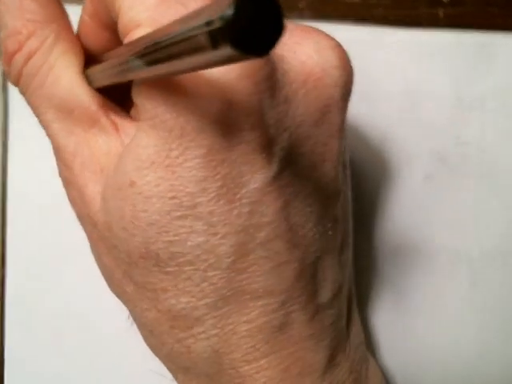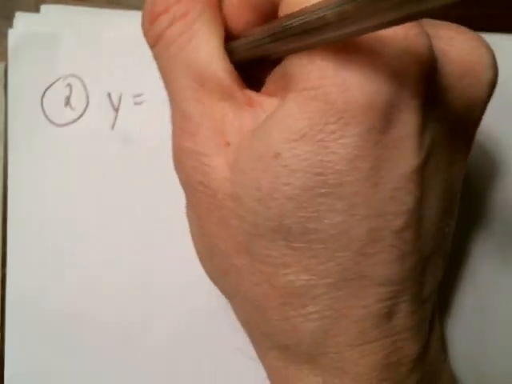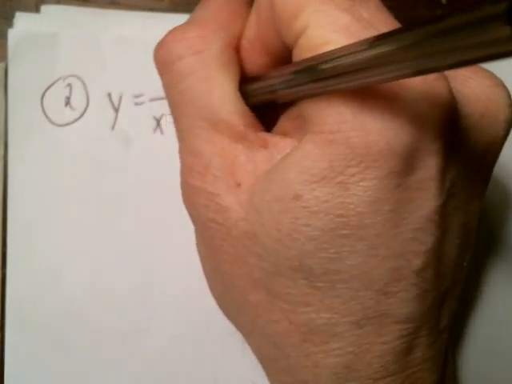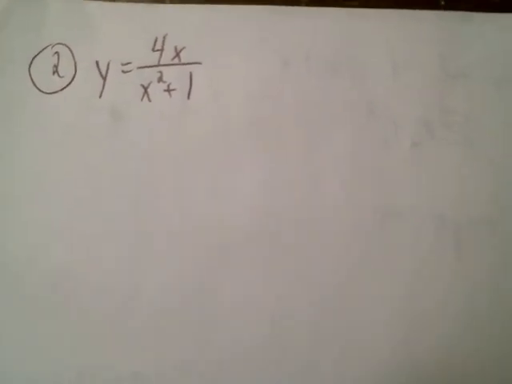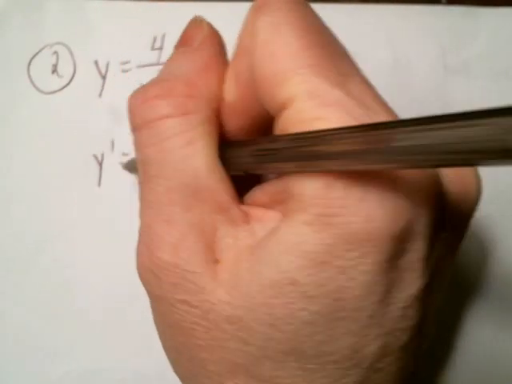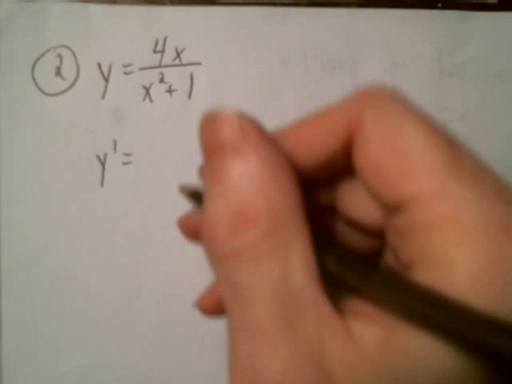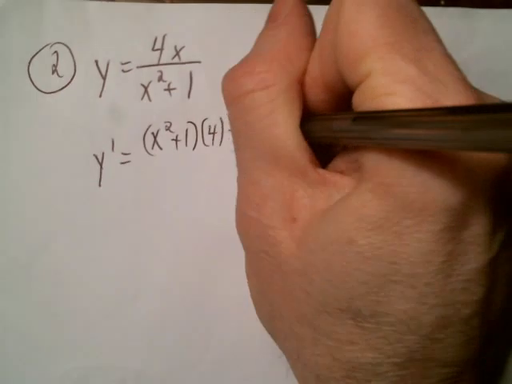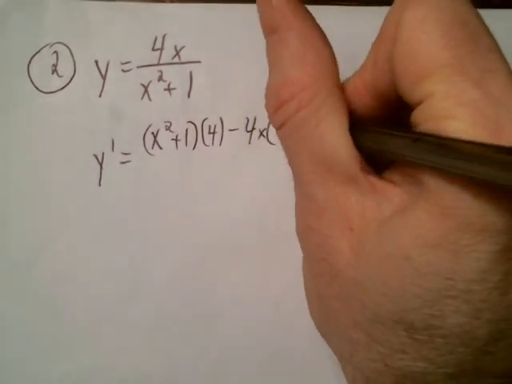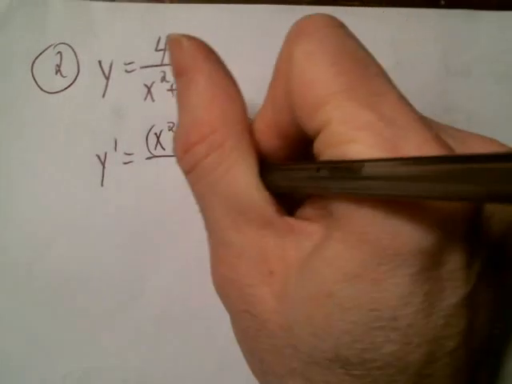Okay. Let's look at the next one. So here we have problem 2. Y equals 4x all over x squared plus 1. And it's the same game here. We want to find the derivative. So y prime, we're going to need the quotient rule. So low times the derivative of the high is 4, minus high times the derivative of the low is 2x, all over the low squared.